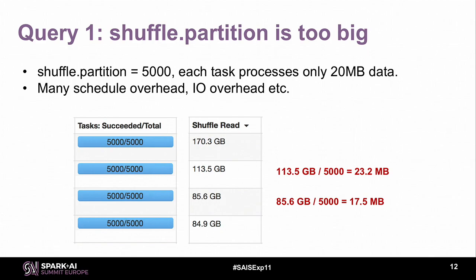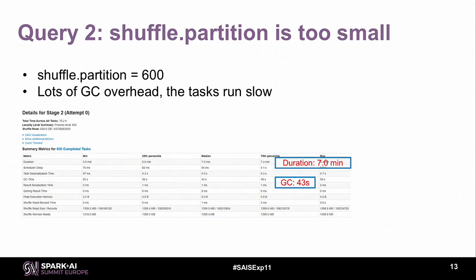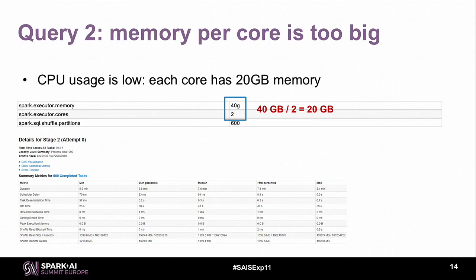In this query, the shuffle partition is too big. The user sets the shuffle partition to 5,000. It's actually too big because each task processes only 20 megabytes of data, so Spark will have a lot of scheduling and I/O overhead. In another query, the shuffle partition is set too small. The user sets the shuffle partition to 600. We can see a lot of GC overhead, and so the tasks run slow.